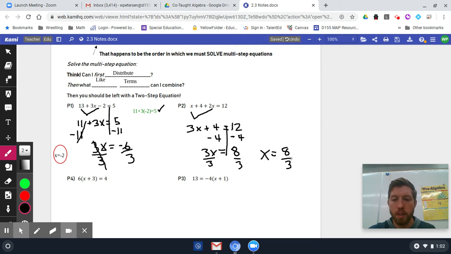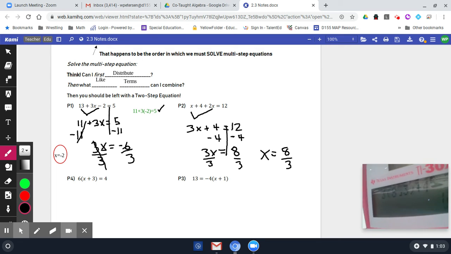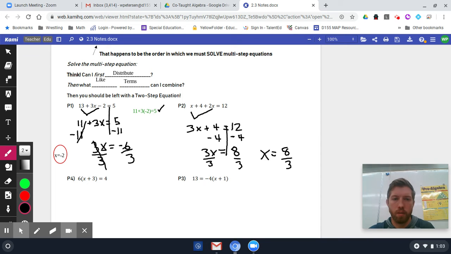So what we could do at this point is we can check our work to see if that works. Okay, so I can go ahead and plug it into this question. I can do 3 parentheses 8/3, right? Plus 4. And that does equal 12. So you can see in my calculator, I checked my work, 3 times 8/3 plus 4, and it does equal 12.